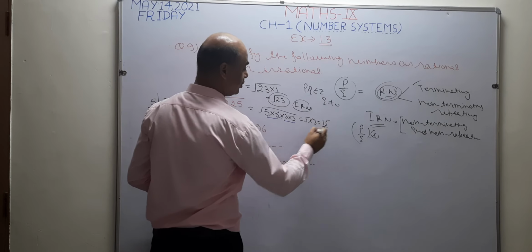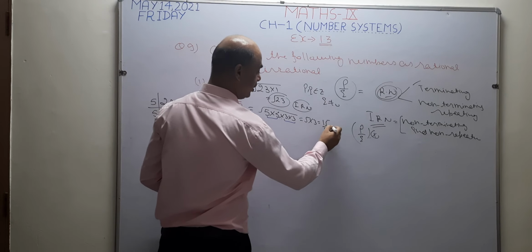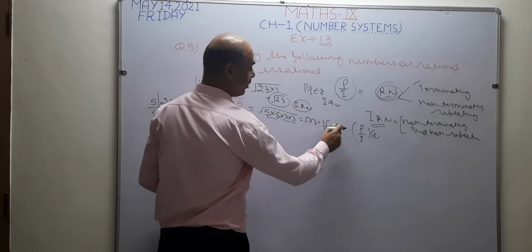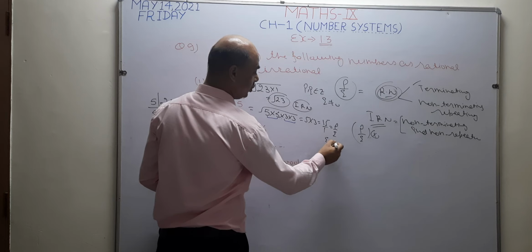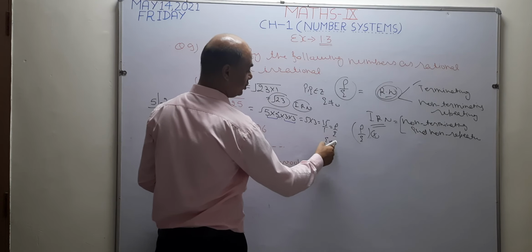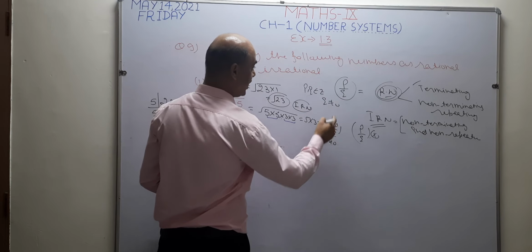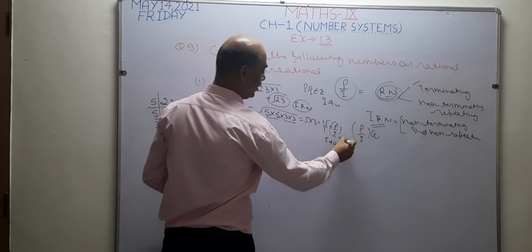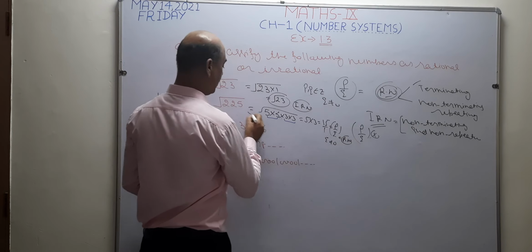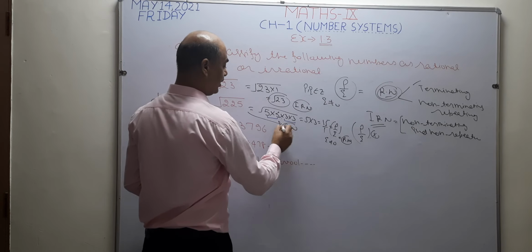15 can be written as 15 by 1. Now see, this is in the form of p by q, where q is not equal to 0, because the value of q is 1. So it is not equal to 0. Therefore this number is known as a rational number. This is the definition of a rational number. So this number becomes a rational number.